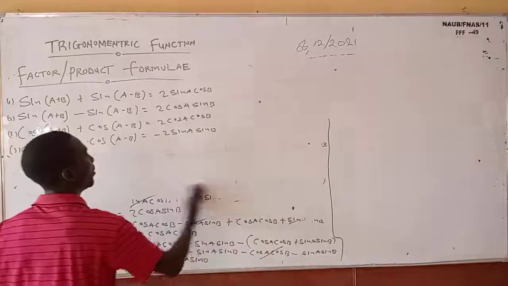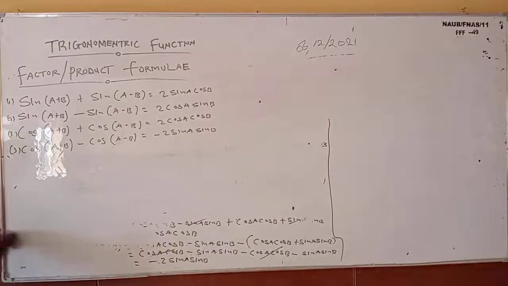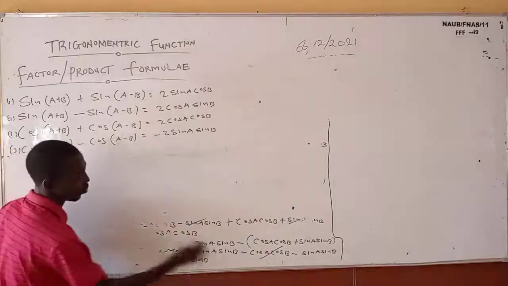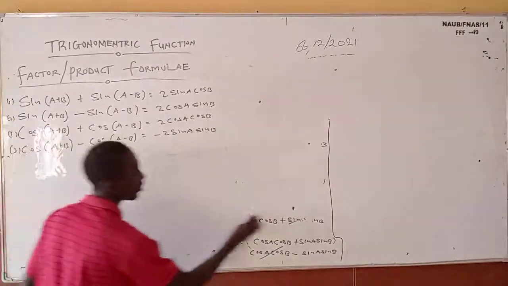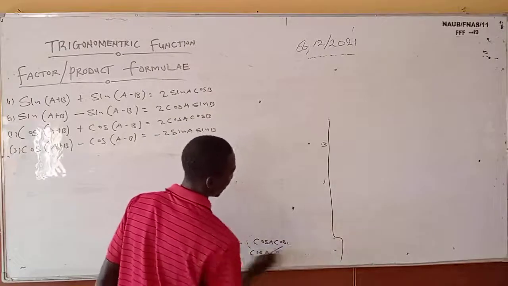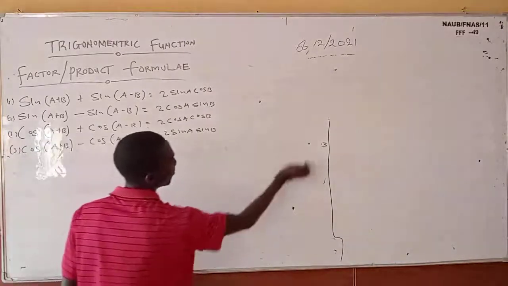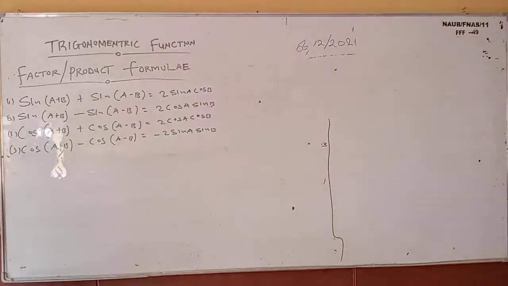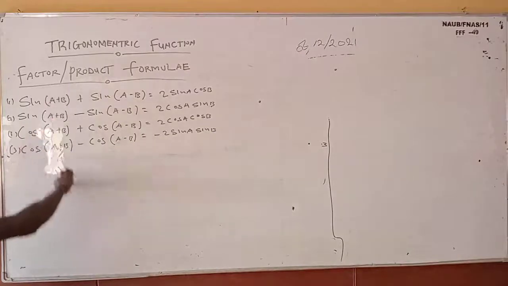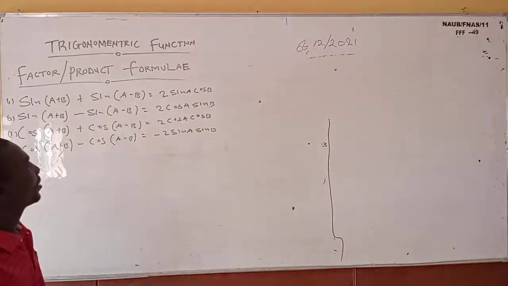So originally, this is what we mean by what? Factor formula. So can we still transform this trigonometric function into another form, not exactly another thing, just to change the way we are seeing it? Since we have A plus B all through here and A minus B all through here, let us look at what we can do.